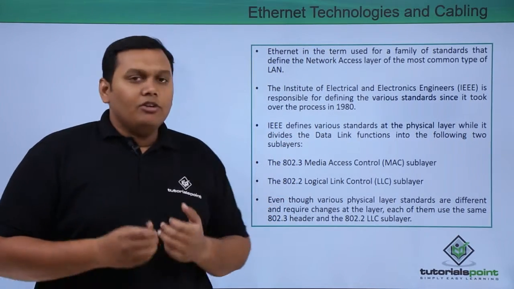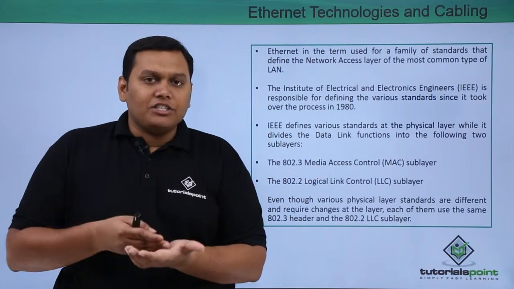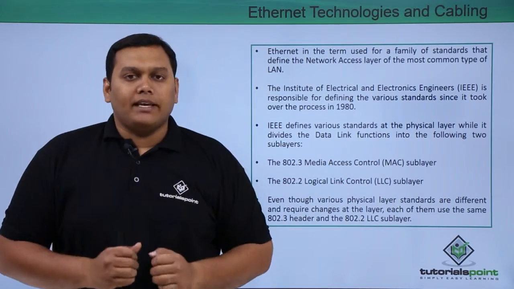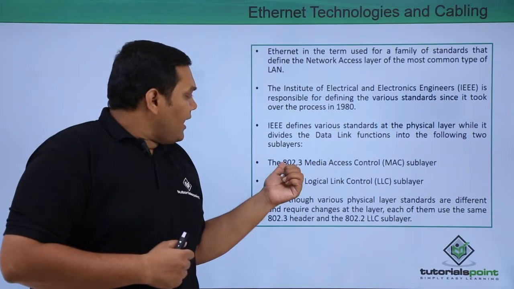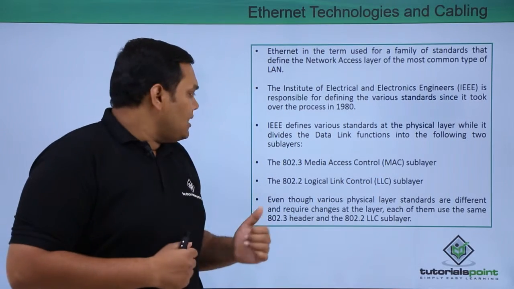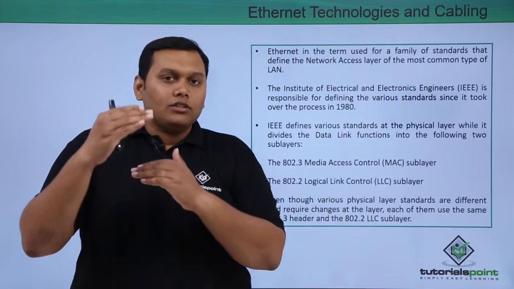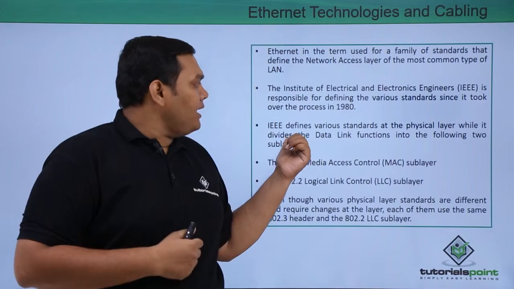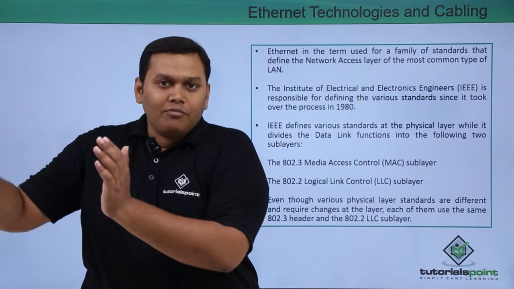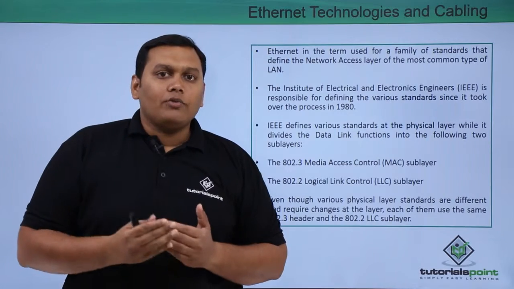IEEE defined various standards of Ethernet protocols in the physical layer, while it divides the data link functions into the following sublayers. So what are the sublayers? They are the 802.3 media access control (MAC) sublayer and the 802.2 logical link control sublayer. These two sublayers have been defined by IEEE in the data link functions so that data can be transmitted between devices in the same network segment very rapidly.